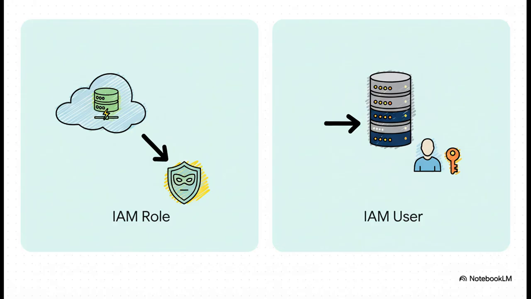Now, how you do this depends on where the server is. If it's an EC2 instance, the best, most secure way is to use an IAM role. You just attach the role to the instance, and it magically gets the permissions it needs. No access keys floating around. But if your server is on-prem, it's not in AWS, so it can't use an IAM role. For that, you'll create a special IAM user and give the agent its access keys. It's a really important difference to get right for security.